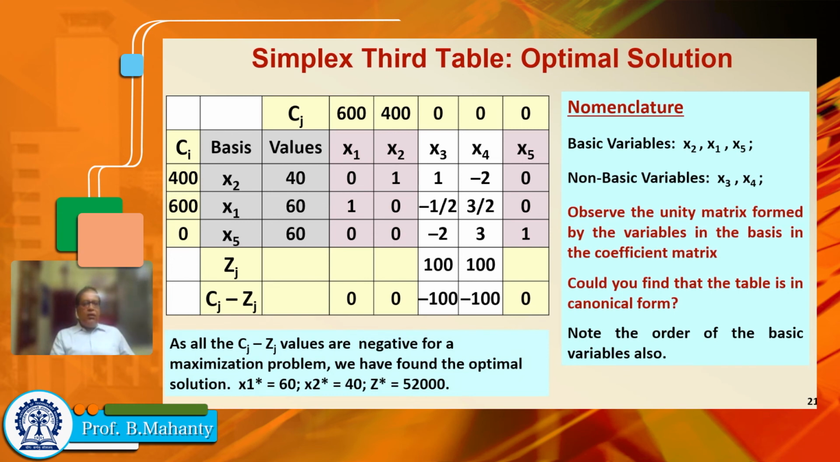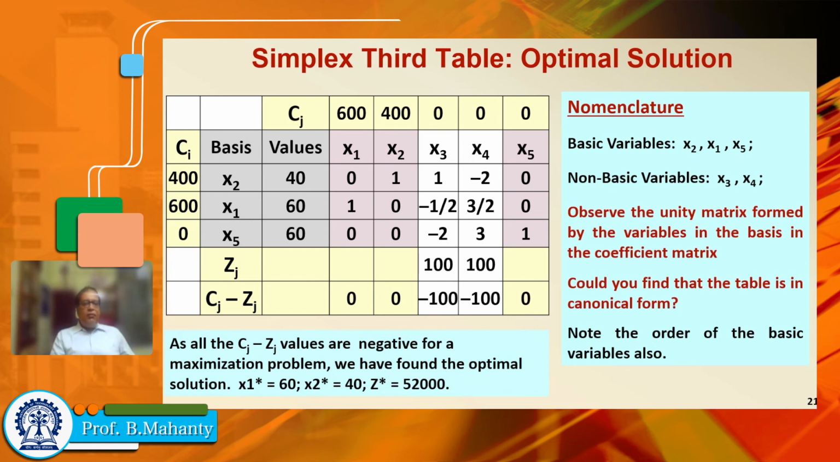And now all the cj minus zj values are negative for a maximization problem. We have found the optimal solution, and that optimal solution is x1 star equal to 60, x2 star equal to 40, and z star will be 52,000.